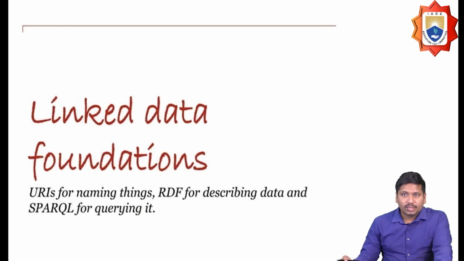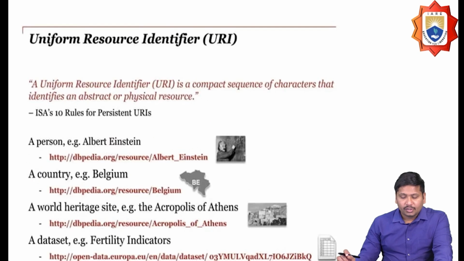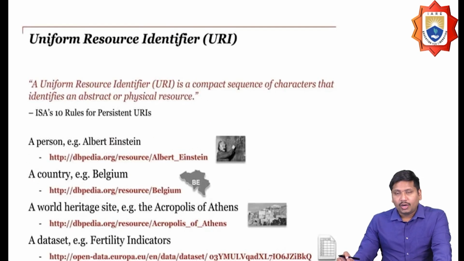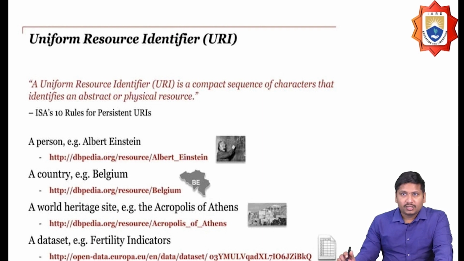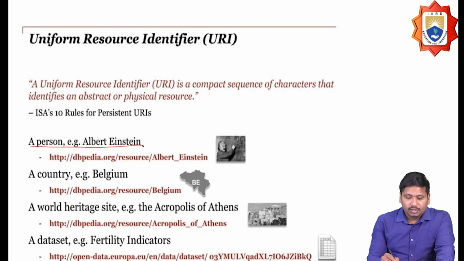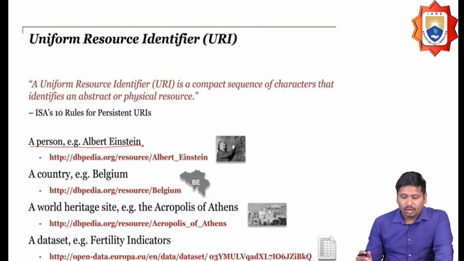So next we are going to see the linked data foundations. URI, which stands for Uniform Resource Identifier, is a compact sequence of characters that identifies an abstract or physical resource. It may be a person like Albert Einstein, a country like Belgium, a World Heritage Site, or a data set. So like this, we can create URIs.